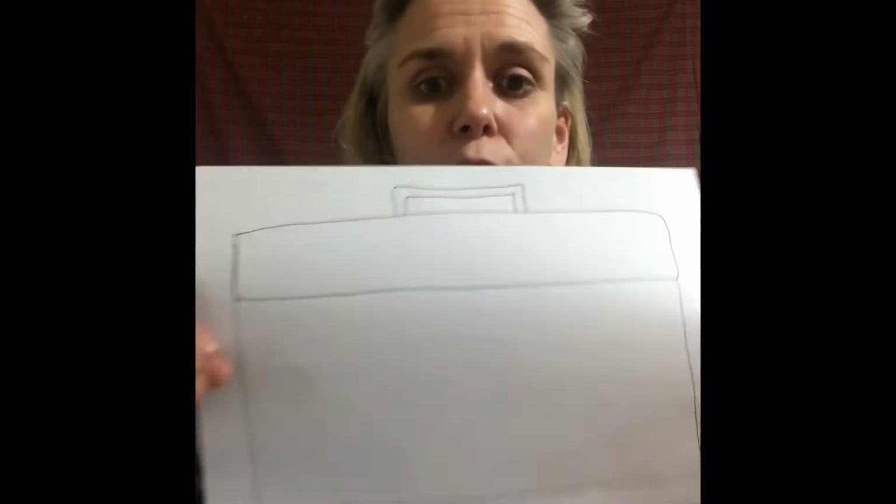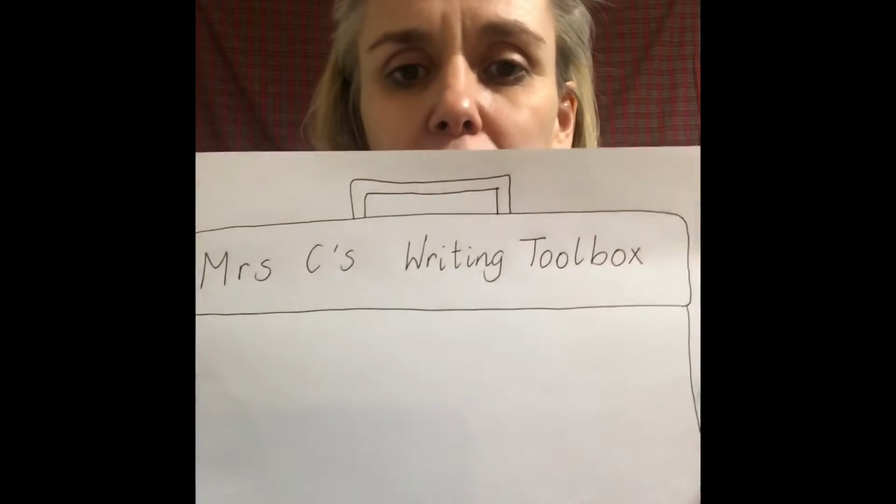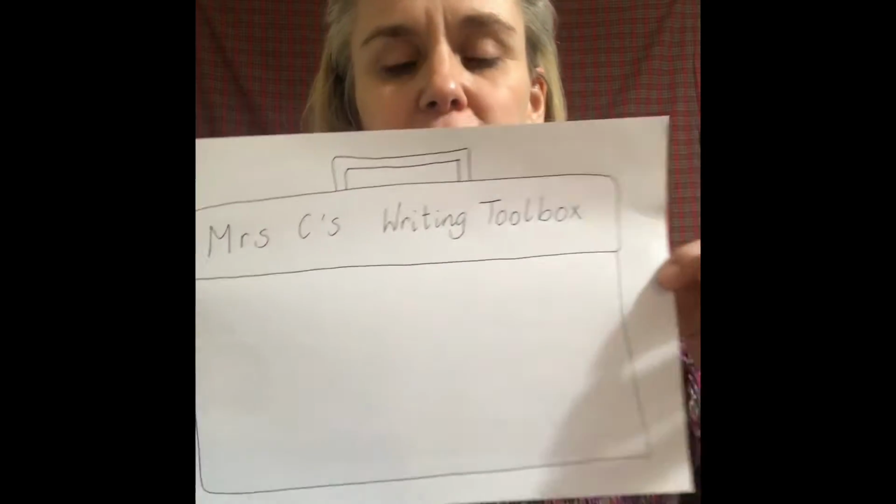And on your piece of paper, I want you to draw a big rectangle with a lid and a handle like a toolbox. I'll just do one for you now. So, a big rectangle, like so. Can you see that? Okay, just a big rectangle. It's got its handle and its lid. And across the lid, I'm just going to write my name and my writing toolbox. So you're going to have something like this, obviously with your name. Okay. So my writing toolbox.